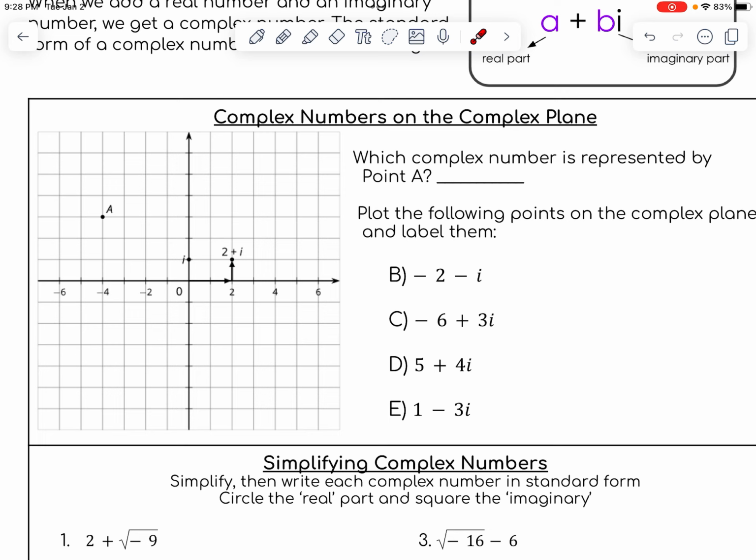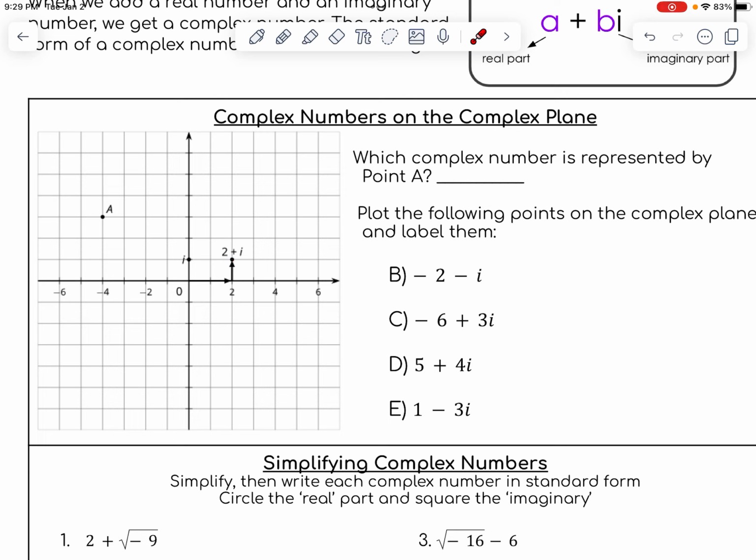If you remember when we plotted imaginary numbers on the number line, i would be like 1 times i, and that's why this line is pointing up 1. It goes up to i. But if you notice now we have this 2 out front. And so that directed us to move to the right 2 spaces to where 2 is on the real number line. So we go over to the real and then we go up or down to the imaginary.